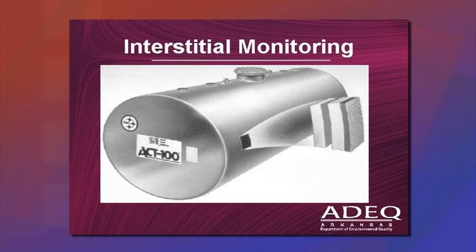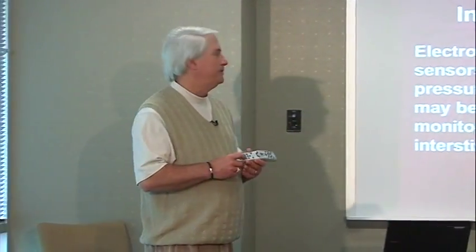And some of these automatic tank gauge sensors that are part of these systems can determine whether it is water or gasoline in that interstitial space. So that way you can determine whether you've got an issue with your inner tank wall or your outer tank wall.